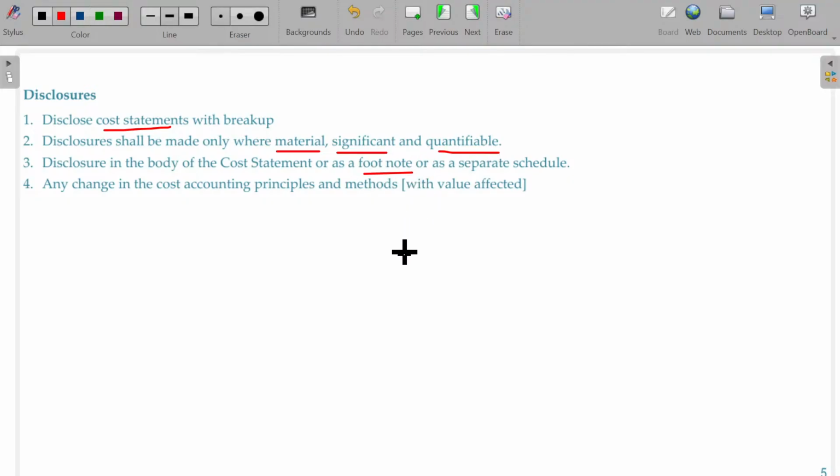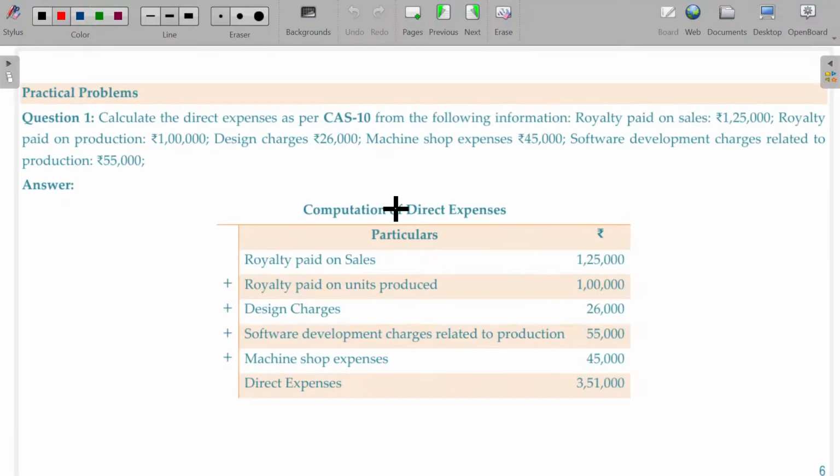It may be in the form of a footnote or separate schedule. You can give the details about this one. And if there is any variation, any change in the cost accounting principles and methods, that will also be reported properly. Disclosure. Okay. So with that, the small theoretical background is over. Now try to find out direct expenses for these illustrations.